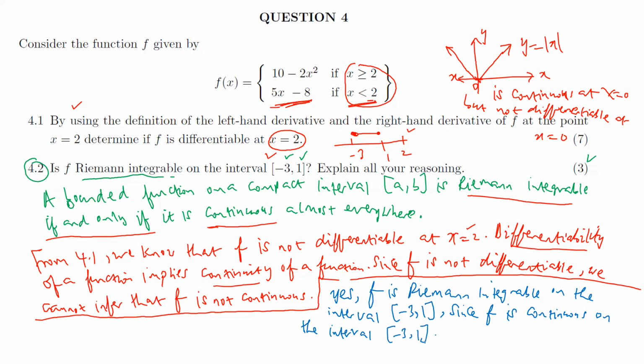I just picked this paper randomly for us to discuss from my past exam collection. So this one is Riemann integrable on the interval since f is continuous on the interval. How do I know that f is continuous on the interval? Once again, I said between minus 3 and 1. Both numbers are less than 2.